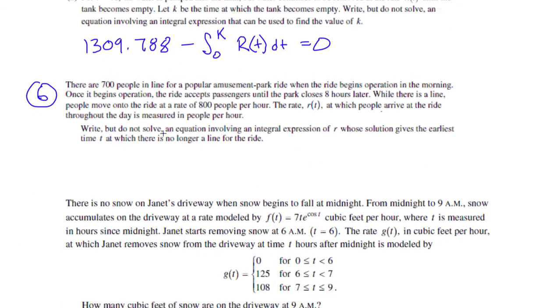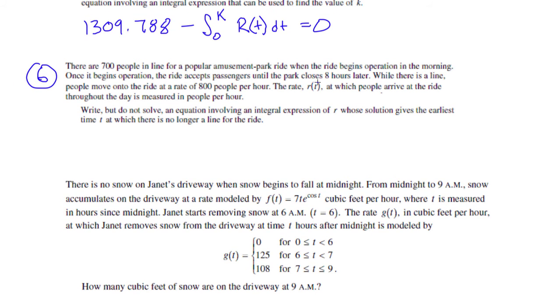There are 700 people on the line for the popular amusement ride. The park closes 8 hours later. 800 people per hour, that's a consistent rate. It's measured in people per hour. But you do not solve an equation whose solution gives the earliest time at which there will no longer be a line. So when is the line gone? When is the original 700, I should write the start here. That's our start information. When are those 700 people gone?